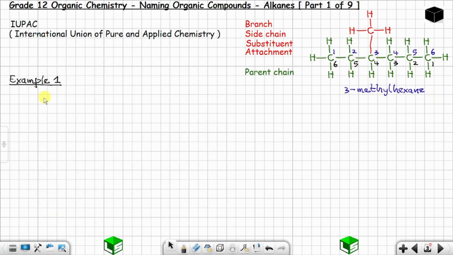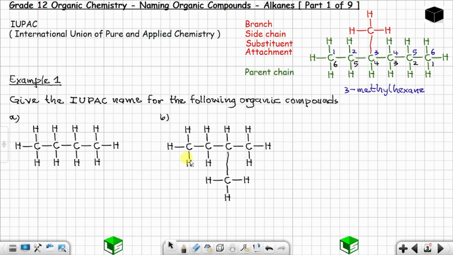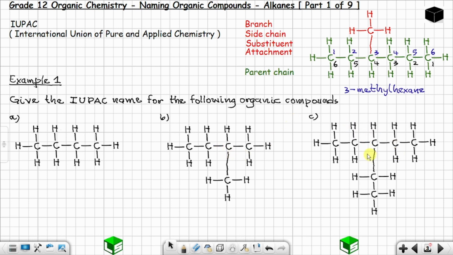Example number 1. Give the IUPAC name for the following organic compounds. So you have A, you have this compound, we are going to name it, and B, you have this compound, we are going to name it, and C, you have this compound. We are going to use the IUPAC system to name these compounds. Let's start with A. In A, you can see you don't have any branch. You just have this long continuous chain. You can see this is the longest chain.